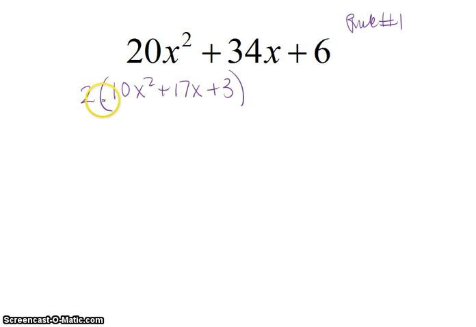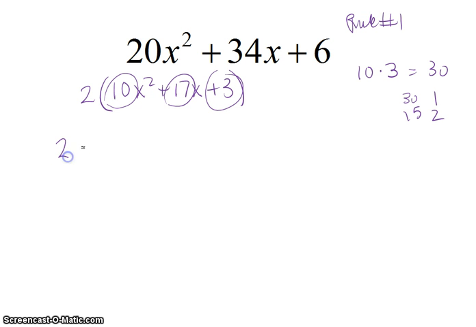So with my method, I'm going to multiply my a and my c. So that's 10 times 3, which gives me 30. And I'm looking for factors of 30 that will add up to 17. 30 and 1 won't do it. 15 and 2, yay, I got it quick. So I'm going to divide this into 15 and 2.